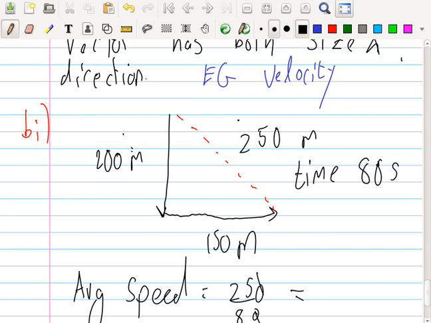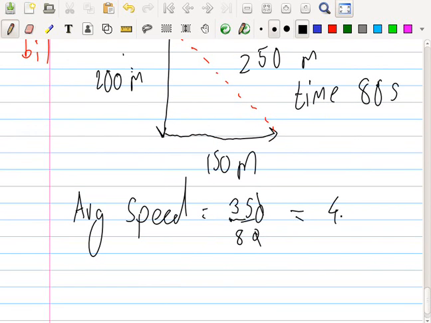It goes like 200 down. See, for me the English was a little unclear. I thought he meant the boat travelled 200 and 150, but not necessarily like that, it just went diagonally, but it went down and across. But in fact, I think you're all right. He says 200 south and then 150 east. So yes, thank you for fixing that. So the total distance is 350. Okay, so what's that now? 4.375 meters per second. Okay.